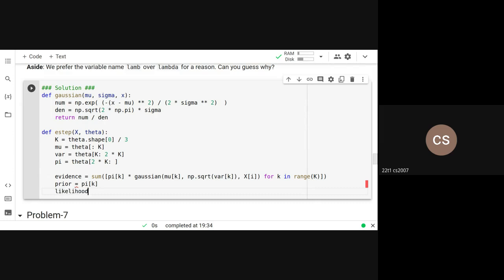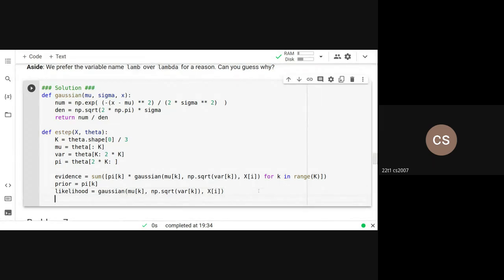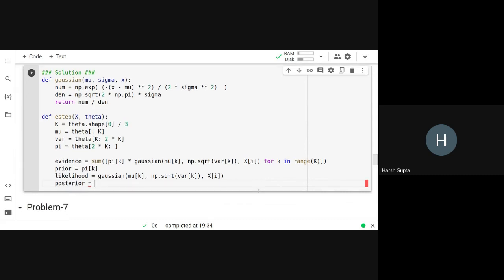What is the likelihood going to be? For the kth mixture, what will be the likelihood? It is f of xi given zi equals k. That is the Gaussian, right? So this will be the likelihood. That is the likelihood. So posterior is what we are interested in. Posterior is likelihood multiplied by prior divided by evidence. So this is the posterior.